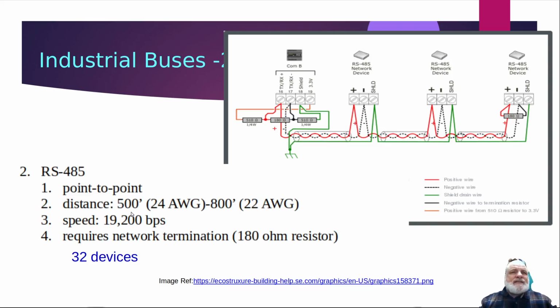The distance can go up to maybe 500 feet for 24 gauge wire, which is very small. If you go for a little thicker wire, you can actually get it up to about 800 feet. It's maybe just a little bit faster than the RS-232 connection. And it's good for about 32 devices. Okay, so not a whole bunch of devices, but quite a few.